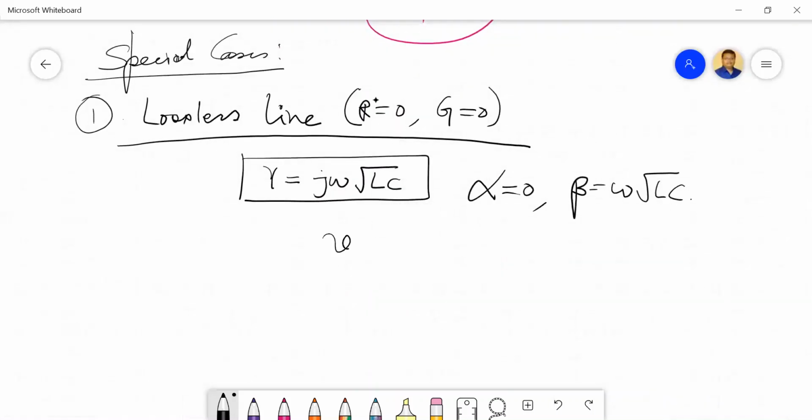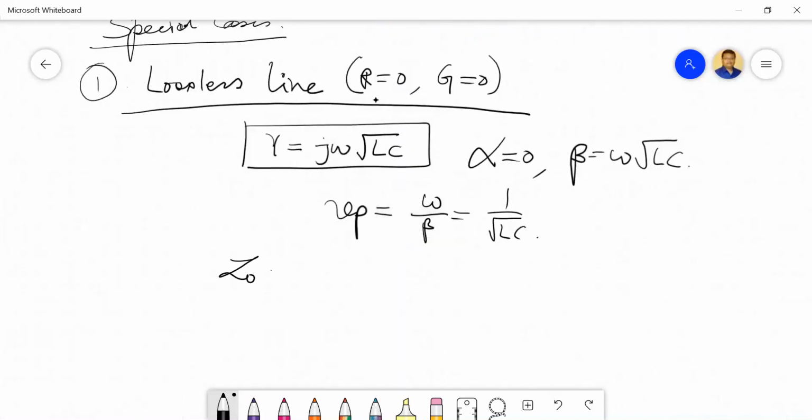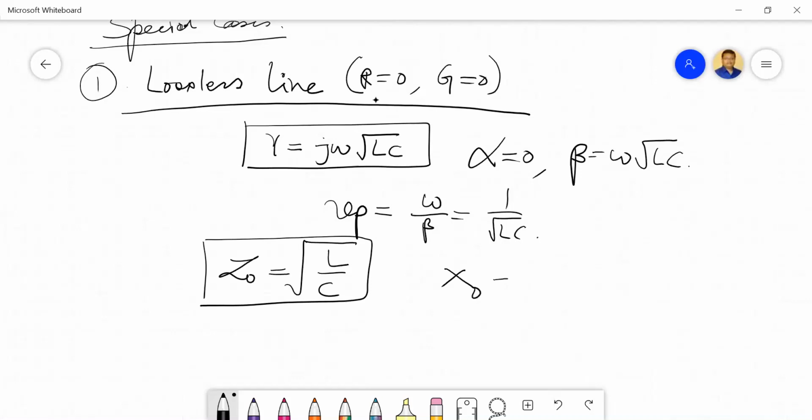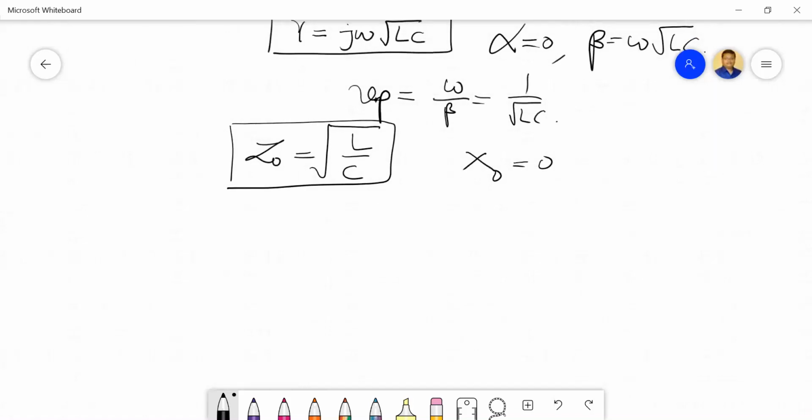Phase velocity is omega by beta, which is 1 upon square root of LC. What about Z naught? Z naught you can simply write as square root of L by C. There is no reactive term here, so we can write X naught is equal to 0. So these are some of the important terms when we are talking about the lossless line. Fine. So immediately you can recall this formula to fix the required parameters.